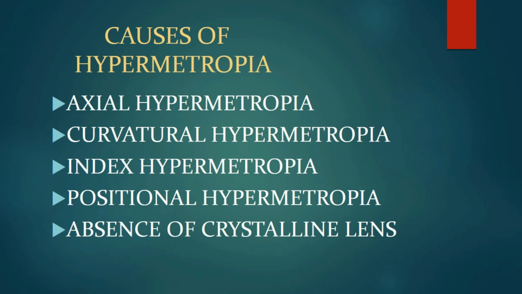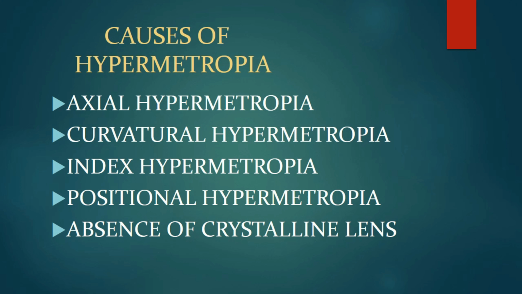It may occur when the curvature of the cornea, lens, or both is flatter than normal, resulting in a decrease in the refractive power of the eye. This is an important point. About 1 millimeter increase in radius of curvature results in 6 diopters of hypermetropia. Index hypermetropia occurs due to a change in the refractive index of the lens in old age. It may also occur in diabetics under treatment.